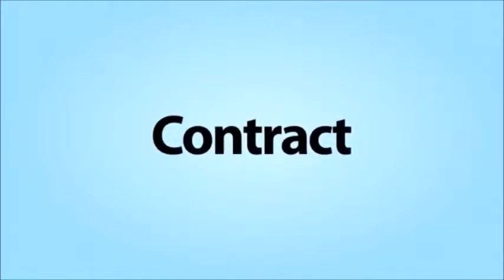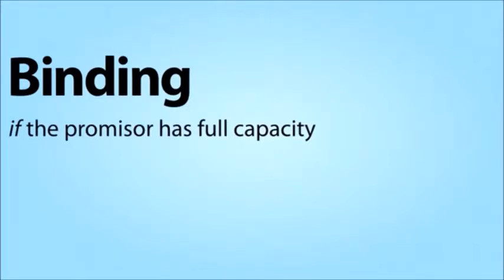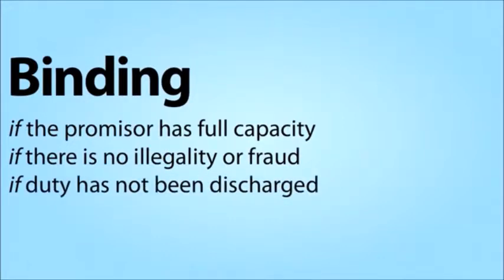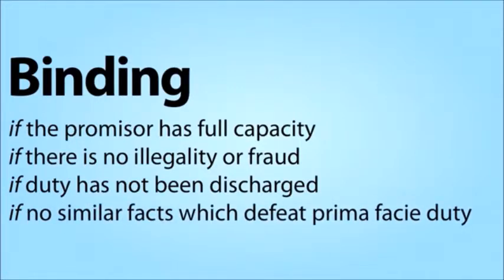If a contract is a legally enforceable promise, we can't actually know what is or is not a contract until and unless the enforceability of the promise is litigated in a court of law. The comments to Section 1 try to finesse this by saying that when a promise is described as binding, a synonym for legally enforceable, it means that there is a legal duty to perform the promise if the promisor has full capacity, if there is no illegality or fraud in the transaction, if the duty has not been discharged, and if there are no other similar facts which would defeat the prima facie duty which is stated.